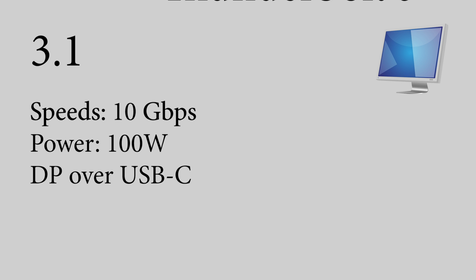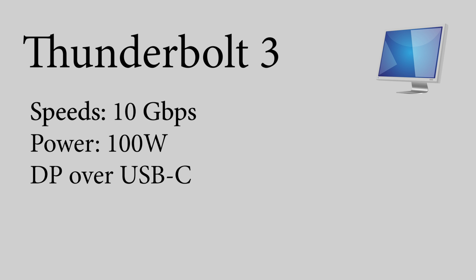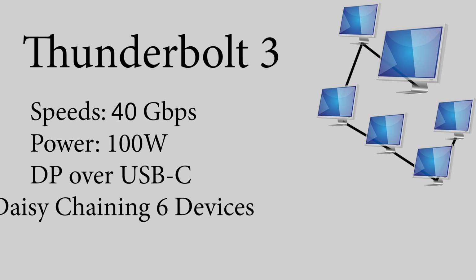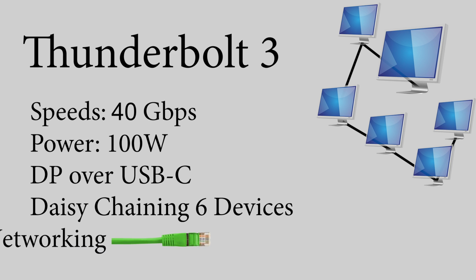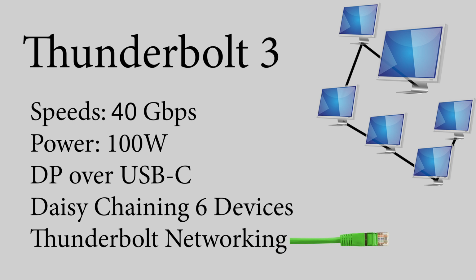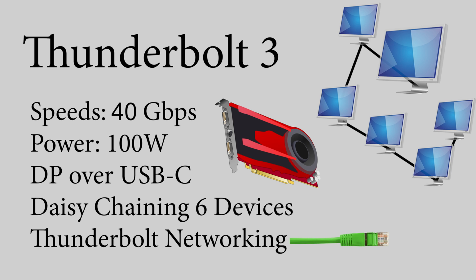Here are the stats. USB 3.1: speeds up to 10 gigabits per second, power delivery 100 watts, DisplayPort over USB-C. And if you go over to Thunderbolt 3, we have all those USB 3.1 features and cross support for them, but we are running at 40 gigabits per second speed. We have daisy chaining up to 6 devices. We have Thunderbolt networking, 10 gigabit Ethernet connections. We also have external graphics card support and a massive support of docks, which can use one cable to both charge, support displays, and data transfers all at once.